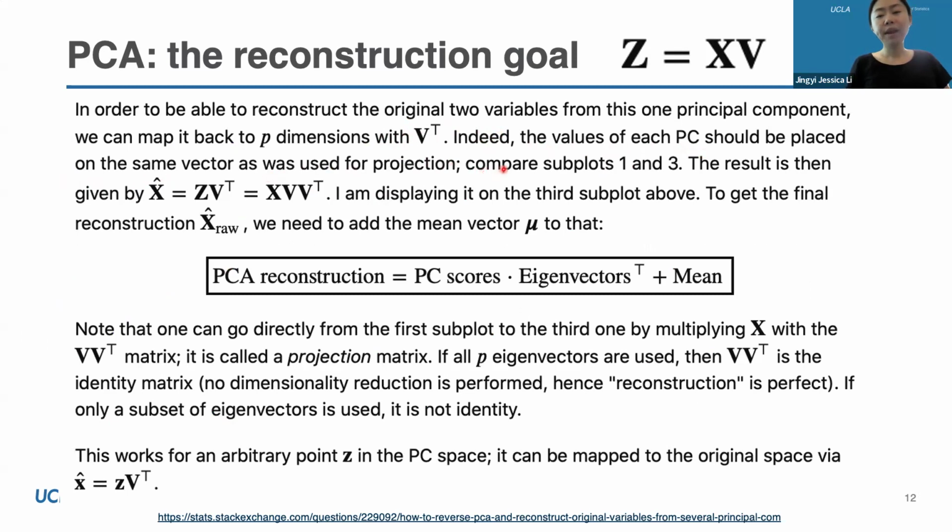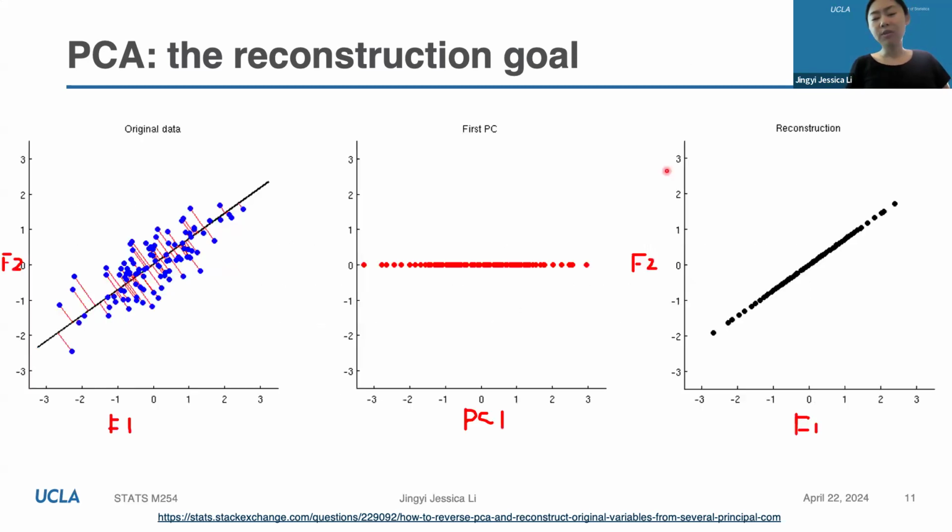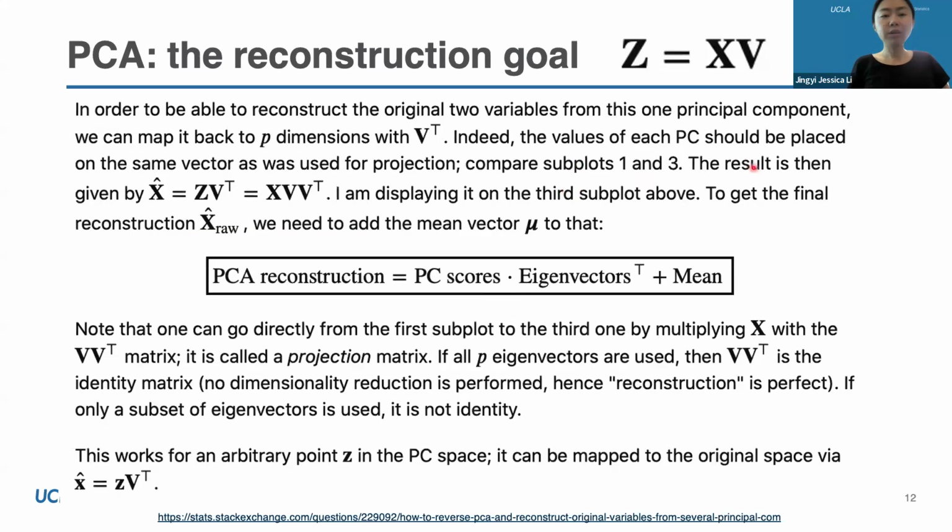Okay, so compare subplots 1 and 3. What it means is, compare this one and this one. Compare these two. The result is given by what we call X hat. Recall Z is N by K, it's your PC score matrix. So Z is N by K, V transpose is K by P. Together we get N by P, the same dimensions as the original X, but we call this X hat.